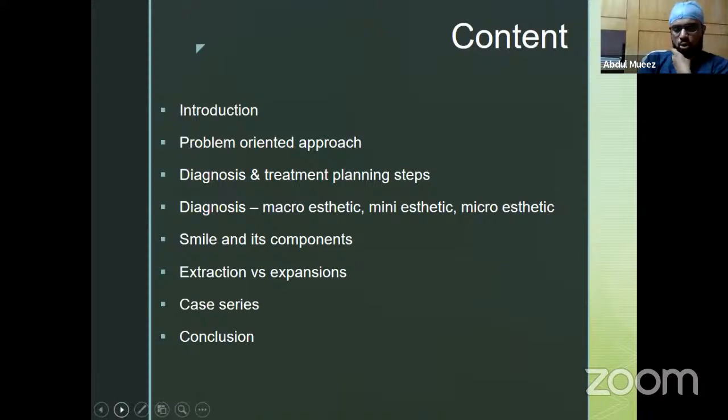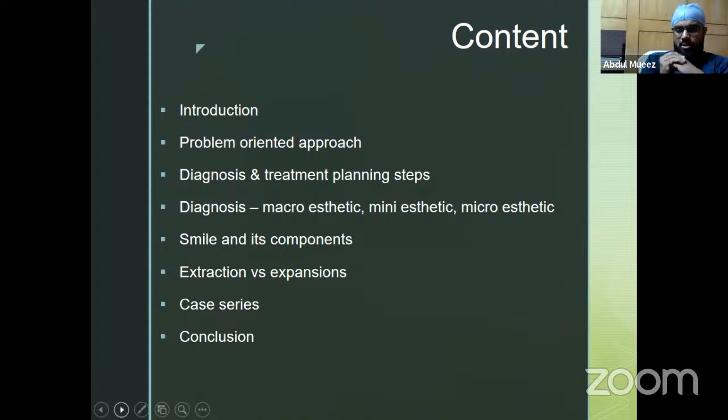How to go about a problem oriented approach: if there are various problems, what should be our solutions, and how to go about the diagnosis and formulating the treatment plan. In diagnosis, what all you need to see as a whole, in macro aesthetics, in mini aesthetics, and then in micro aesthetics. I'll also talk briefly about the smile and its components.